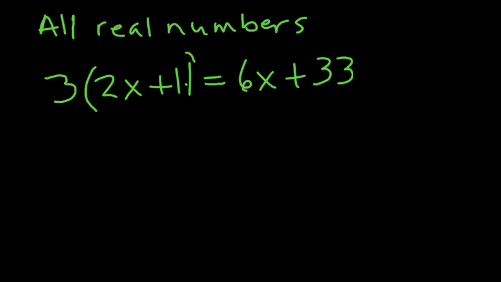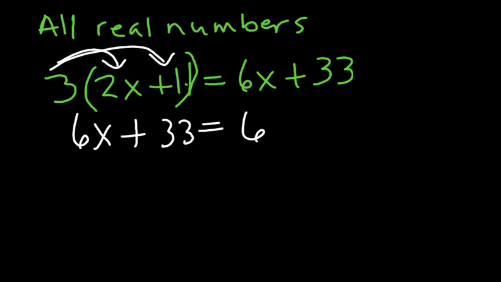Whoops, I forgot my parentheses. Okay, that's an 11. Now, this one's weird too because the distributive property showed up in this problem. Remember the distributive property? So go ahead and distribute. Remember, distributing is multiplying. 3 times 2x is 6x. 3 times 11 is plus 33.